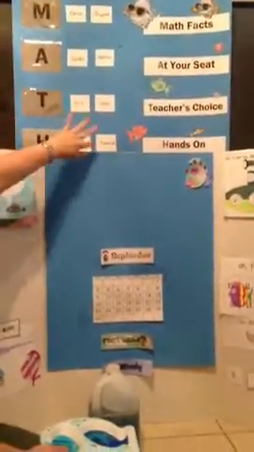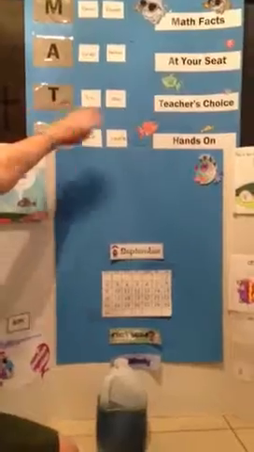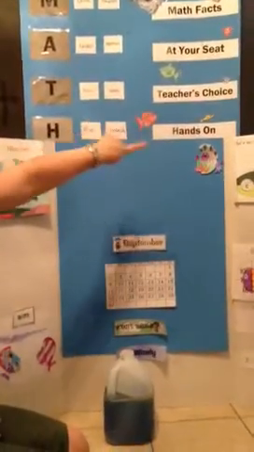We could have math stars of the day, or, right here is our rules, and it's cool because it's spelled math, and it shows where each person is at. So you've got M for math facts, A is for at your seat, T is teacher's choice, and H is hands-on. So math facts, we'd have, however, 2 to 5 people.